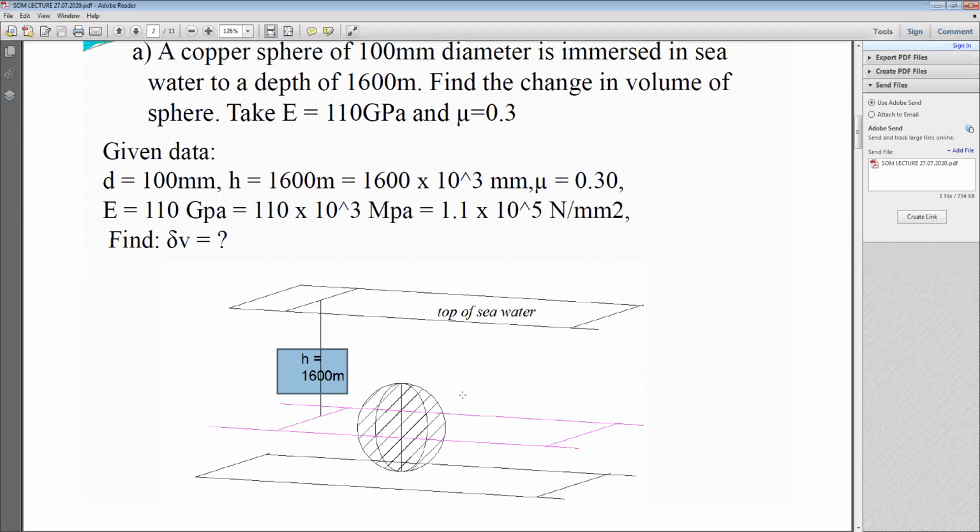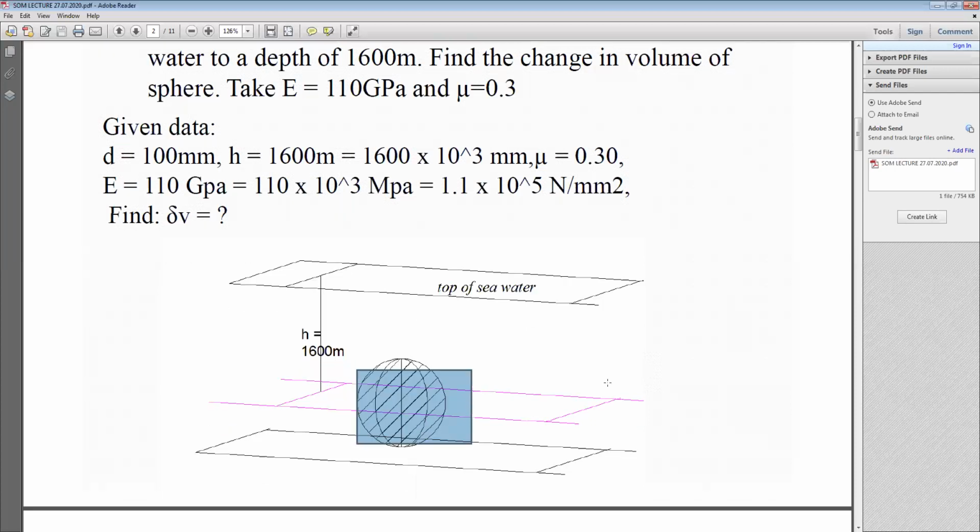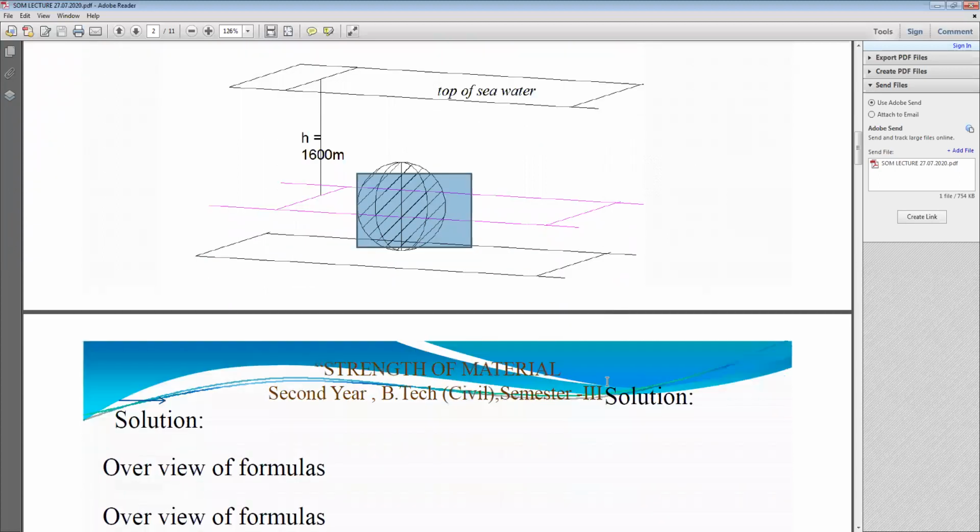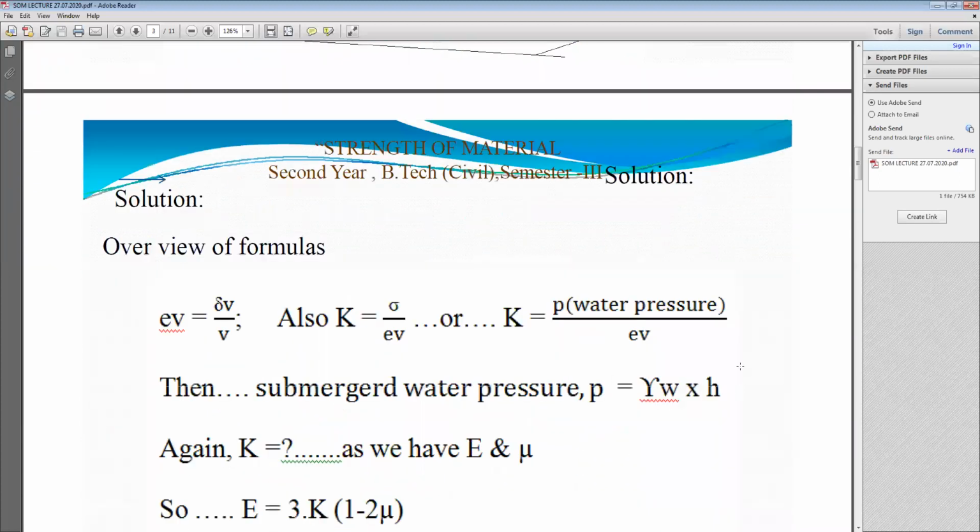But when the body gets submerged into the water, or we can say the liquid, then we have to use another simple formula, which is rho w, or rho of the liquid. The liquid here is nothing but water, so we consider rho w as it is. Instead of rho w we have to consider rho of the liquid into the height. This is nothing but the water pressure, we can say.